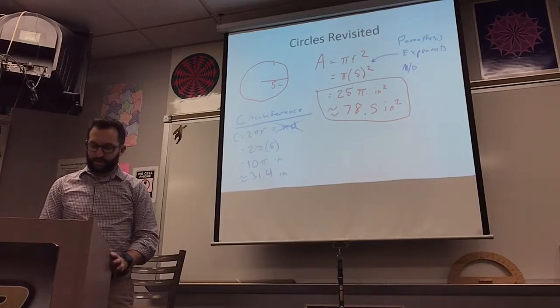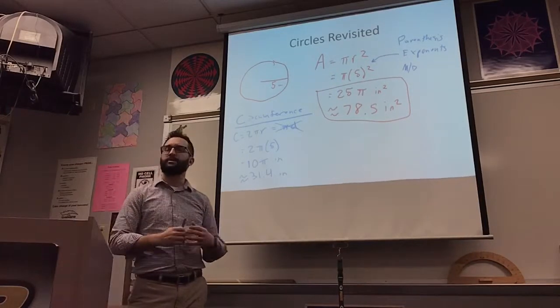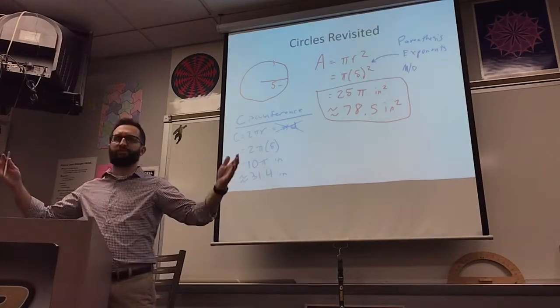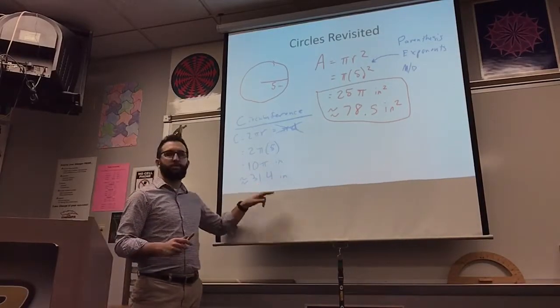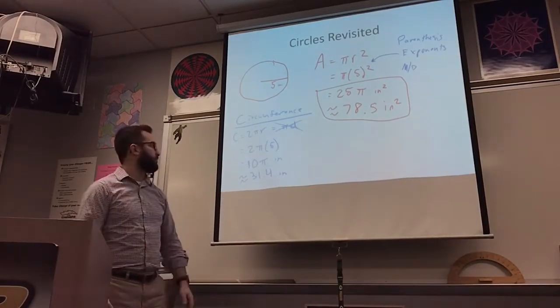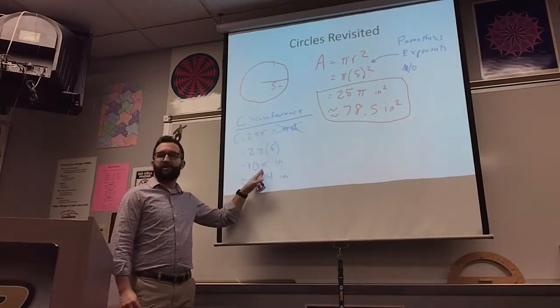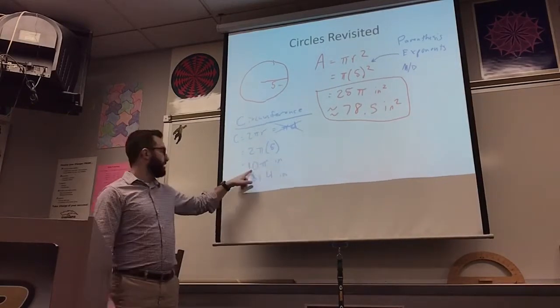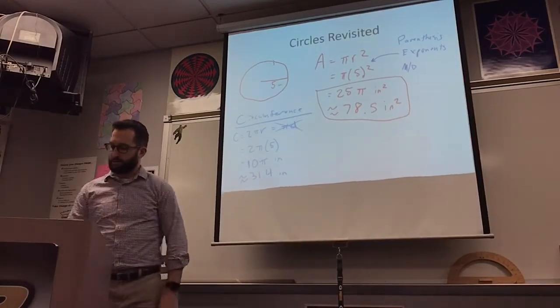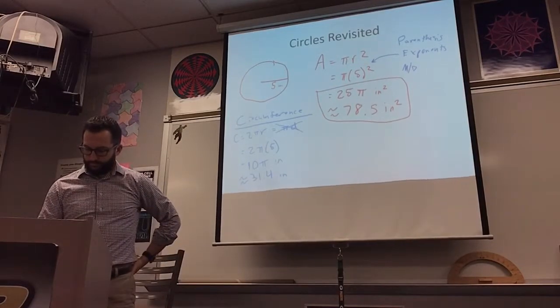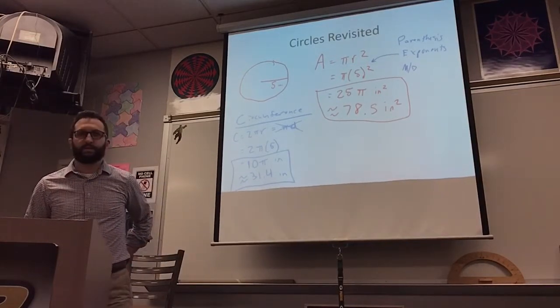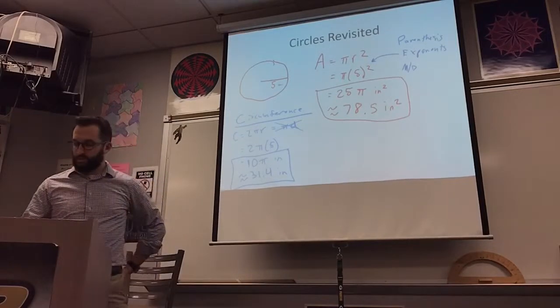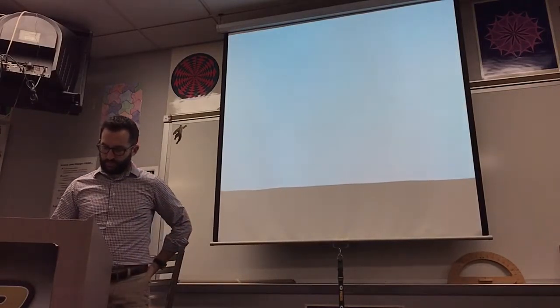And of course that's an approximation, right? We know that pi is an irrational number. It keeps on going forever and ever, right? That's why we put approximately 31.4. Because we're using 3.14 for pi. Now what if we got this answer? Yeah, you'd be fine, okay? All right, let's do another one.